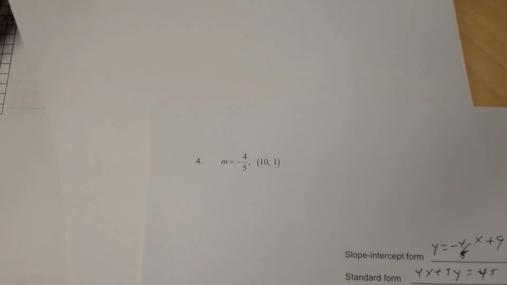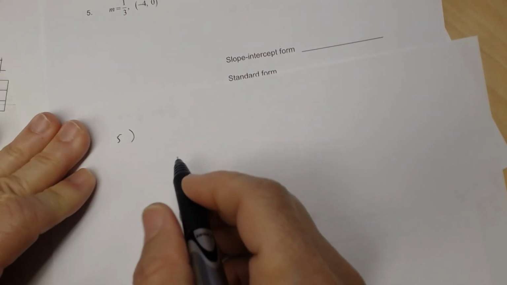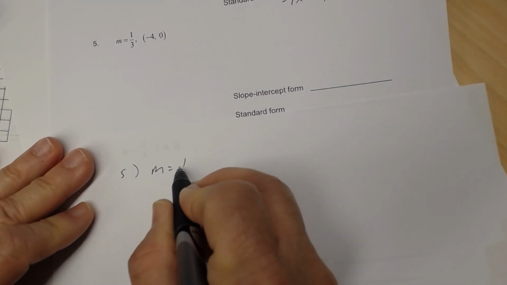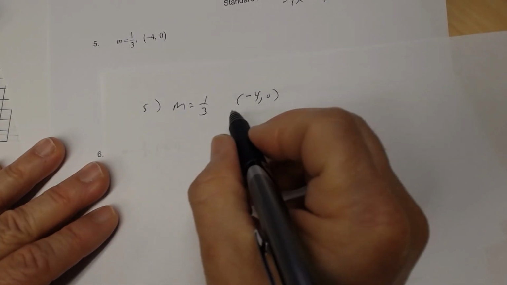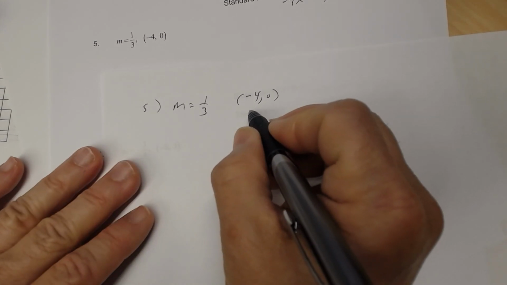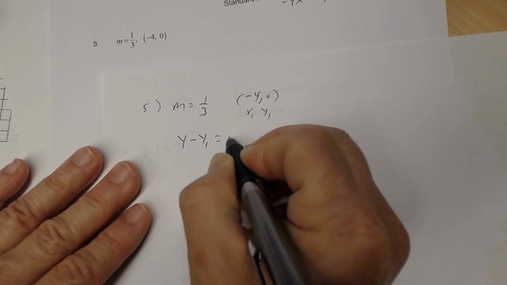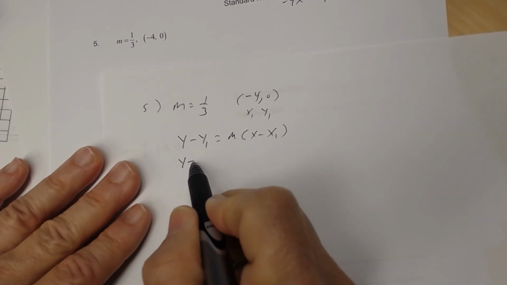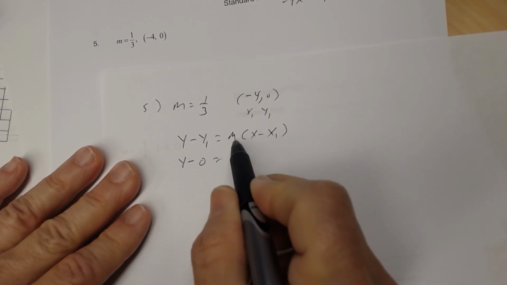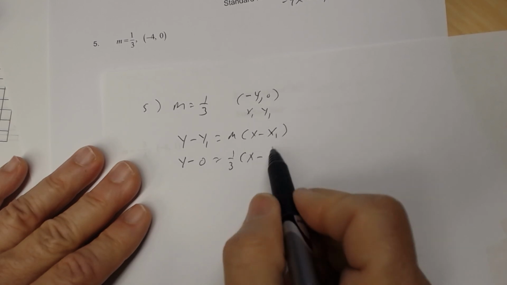So number 5, you have the slope is 1/3, and it passes through the point negative 4, 0. So again, you've got to put this in point slope form first. So here's your x1, here's your y1. Remember, point slope form is y minus y1 equals the slope times x minus x1. So I get y minus y1, which is 0, equals the slope, which is 1/3, times x minus a negative 4.